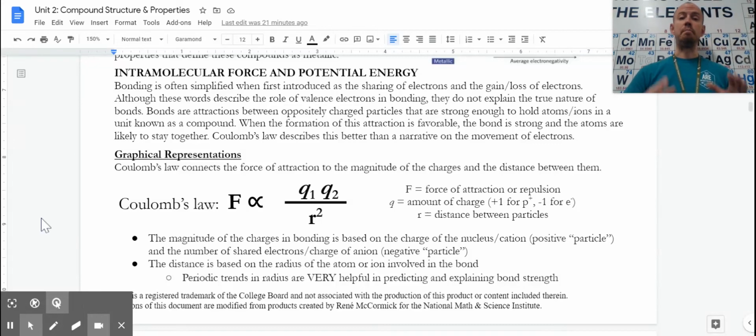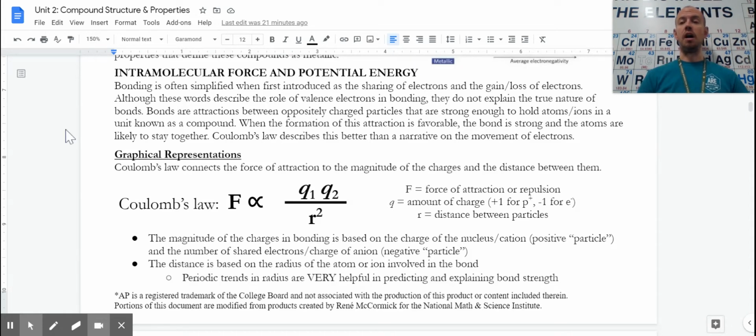This video goes beyond our simple introductory definition of a bond to what is really the source of attraction in a bond. So when we talk about gaining and losing and sharing, that is important because that defines what type of compound we have. But for all compounds, it's about the attraction within a molecule, the intramolecular force, and what that does to the stability or to the potential energy.